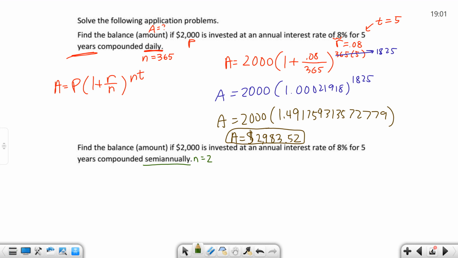So here, semi-annually, twice a year. All right, N is 2. So P is 2,000, the interest rate R is 0.08, T is 5, okay?